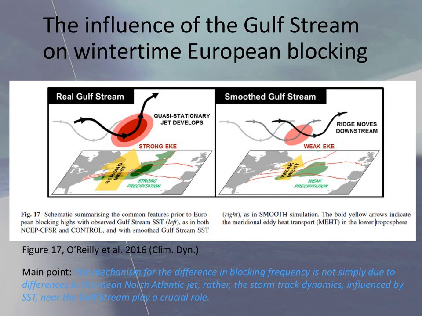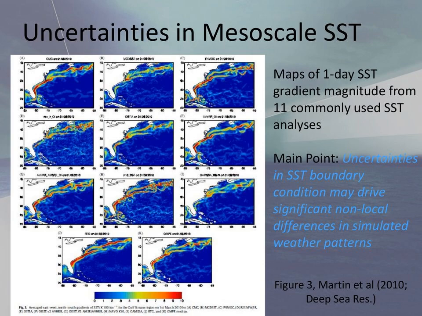And the simulated climate using this smooth SST distribution was much different. The main point here was that the mechanism for the blocking frequency is not just due to the North Atlantic jets in the atmosphere, but also had to do with storm dynamics, and these storm dynamics are strongly shaped in the Atlantic by the Gulf Stream SST distribution, and specifically the mesoscale SST variability. So this is something that is quite important.